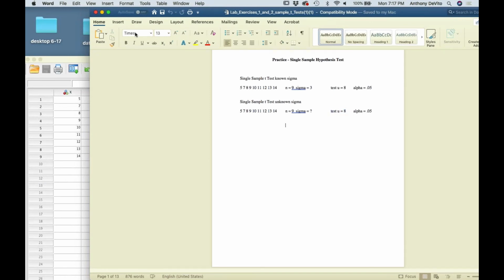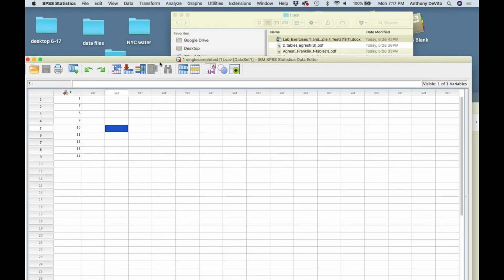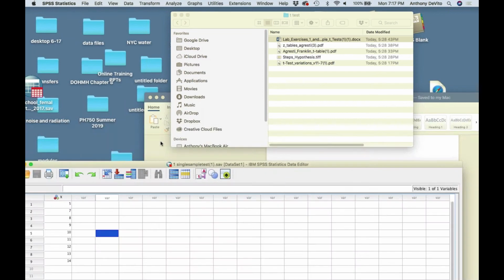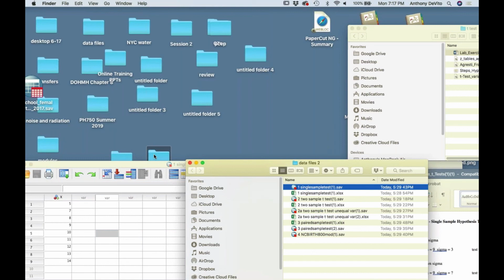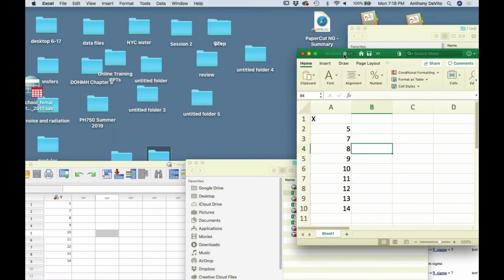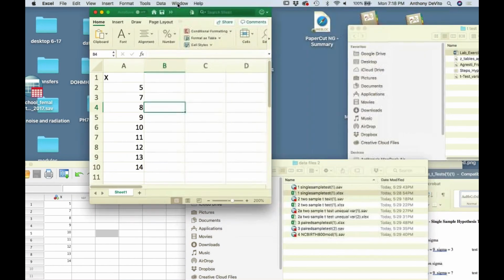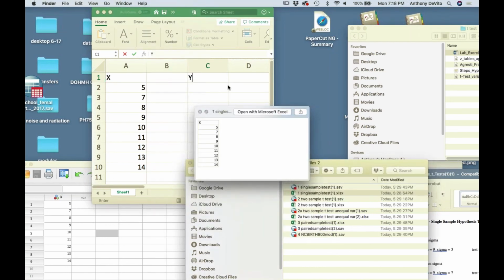So how would I do this using Excel? Let me open up the Excel version of this file. I'll do this by hand first. Okay, so here's a sample of size 9. This is a sample taken from population X, and population Y. We know that the mean is 8. We know that the mean is equal to 8.